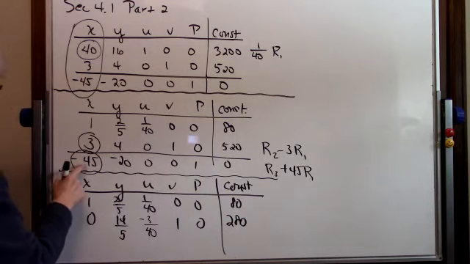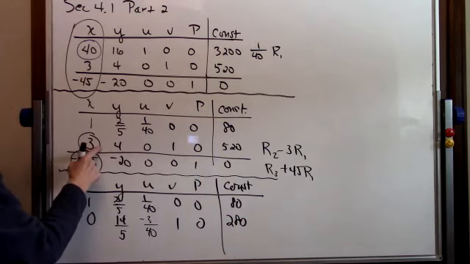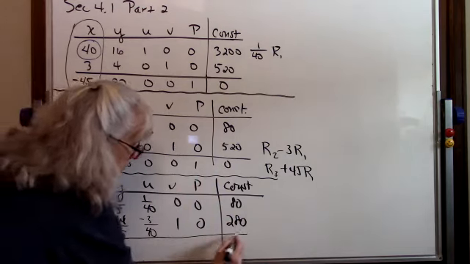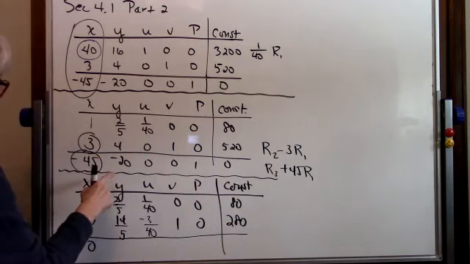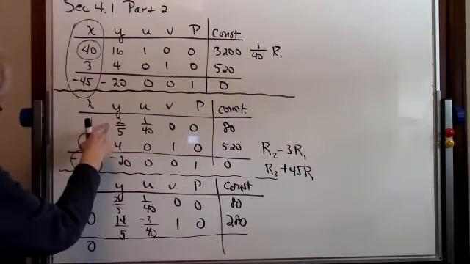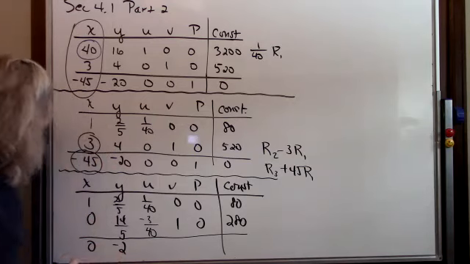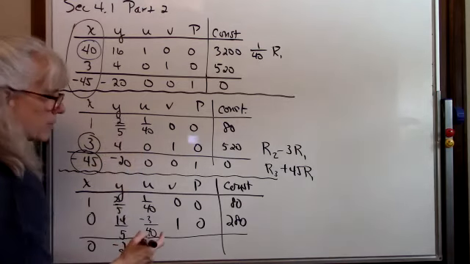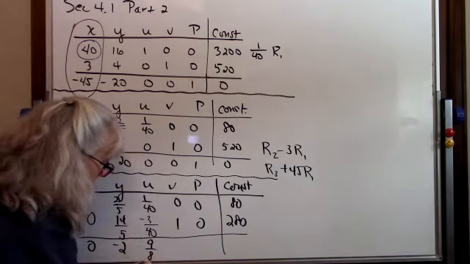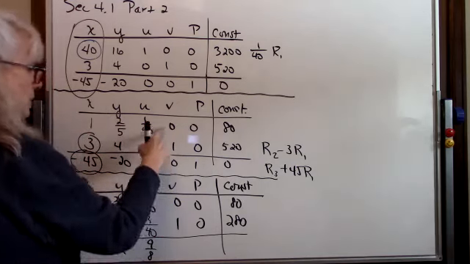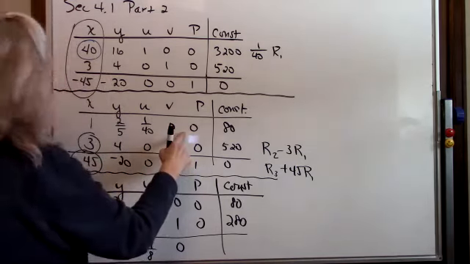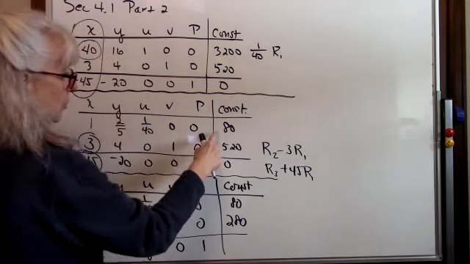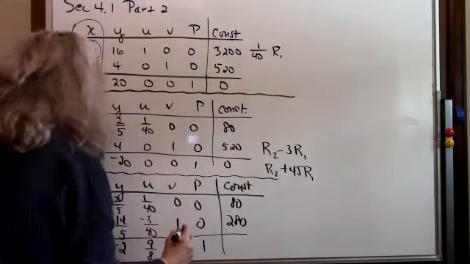Okay, the negative 45. So to make this into a 0, we're doing row 3 plus 45 times row 1. So negative 45 plus 45 is going to give us a 0. In the next column, we're going to have our negative 20 plus 45 times 2/5, which gives me a negative 2. The next one, we have 0 plus 45 times 1 over 40. It gives me 45/40, which is 9 over 8. We have 0 plus 0 is 0. 1 plus 45 times 0 is still 1. And then finally, we have 0 plus 45 times 80. So 45 times 80 comes out to be 3,600.